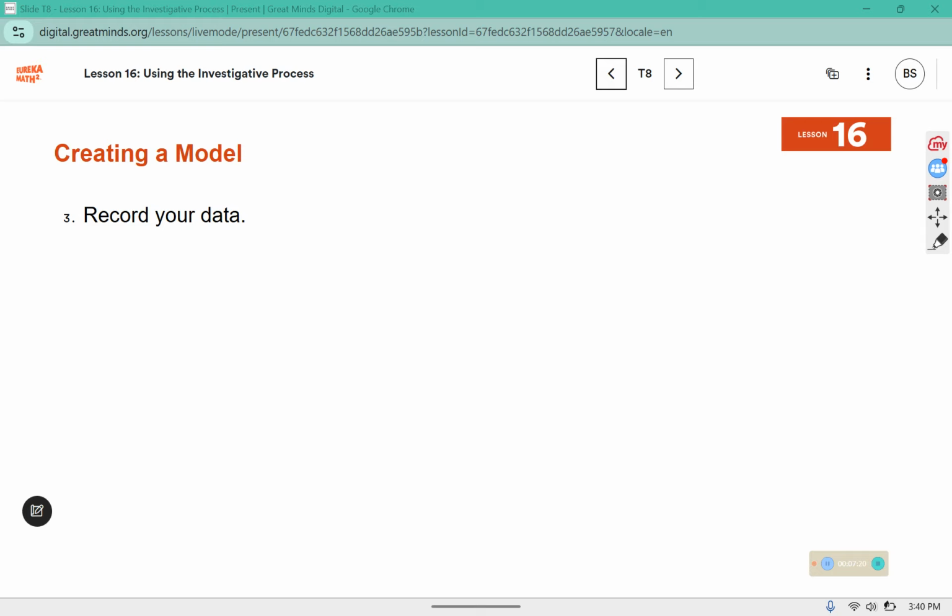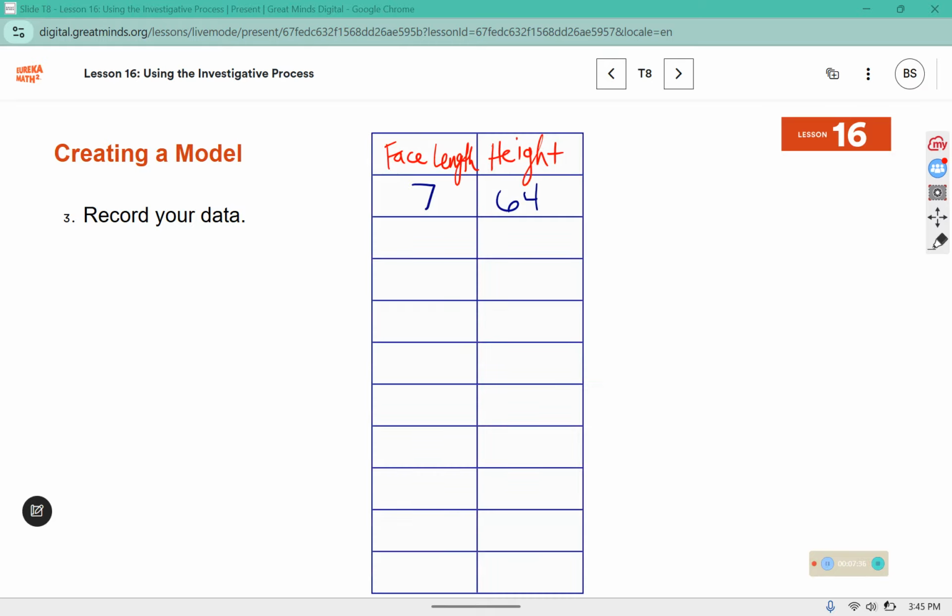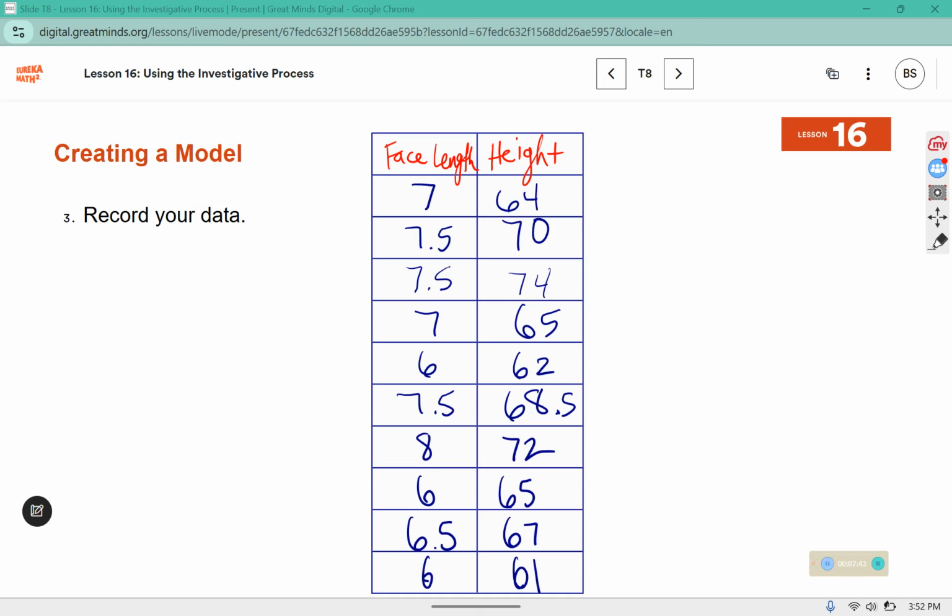For the record your data piece, if you have multiple people in your home, you can measure them in inches. Remember, rounding to the nearest half of an inch. Otherwise, you can use the data collected by our class to help you build a scatter plot. I've set up a table with face length and height. Remember, we're measuring both of these in inches and rounding to the nearest half inch. So here's the rest of that data for us.